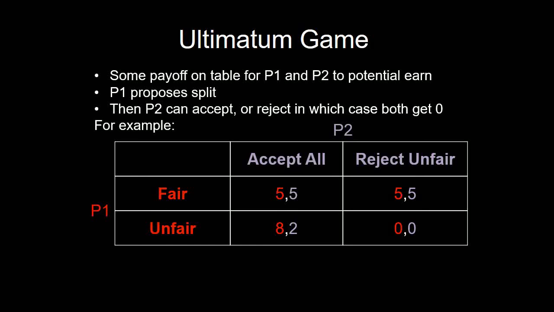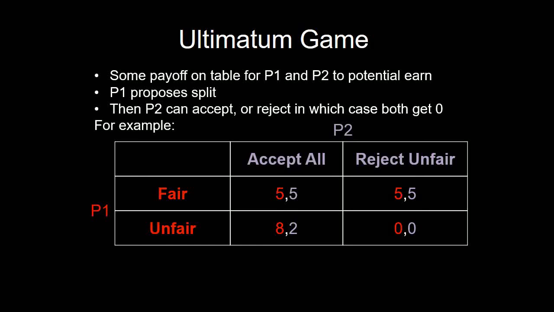And so if you think about how this fills in the payoff table, if player 1 makes a fair offer, then they both get 5-5, and player 2 will accept it in either case. So regardless of which strategy player 2 has, they both get 5-5. Whereas if player 1 makes an unfair offer and player 2 is willing to accept it, then the payoff is 8-2. But if player 2 rejects the unfair offer, they'll both get 0.